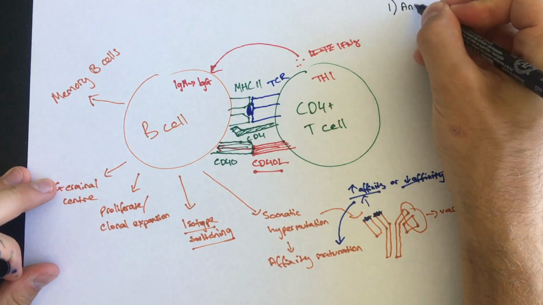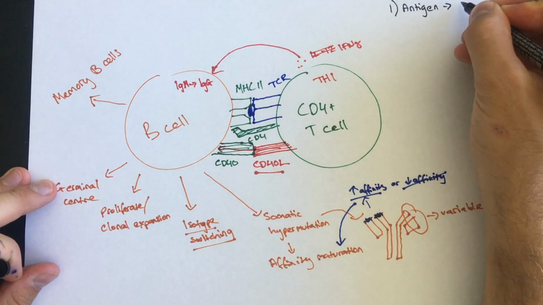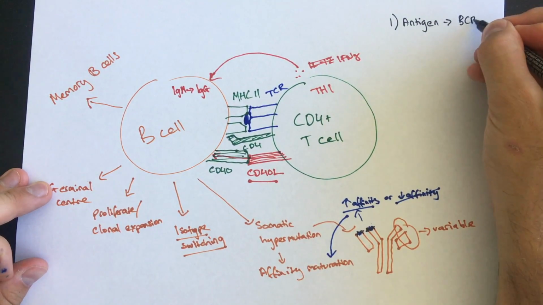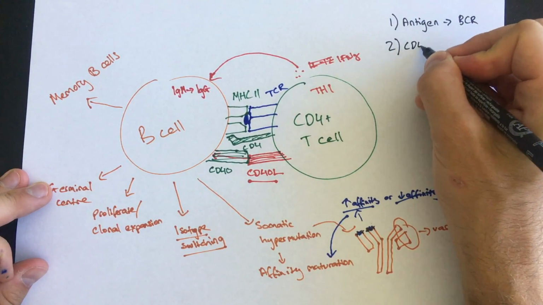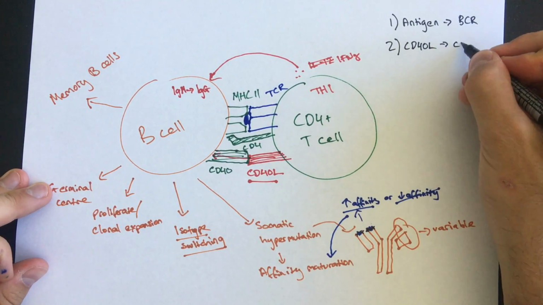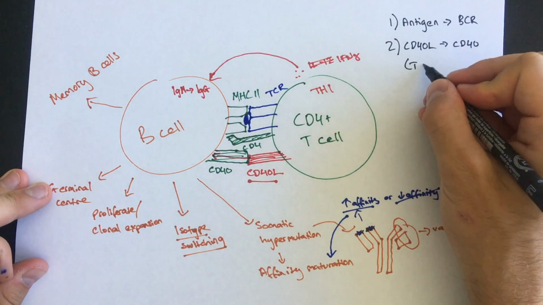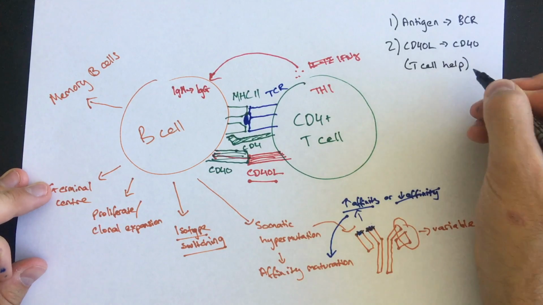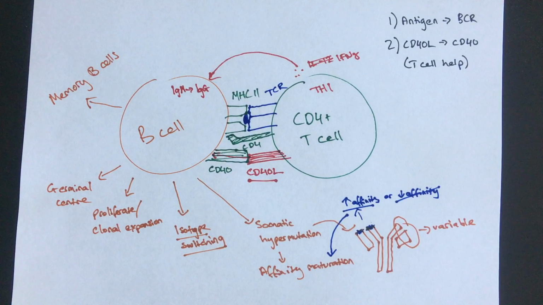To summarise B cell activation, signal 1 is the antigen binding to the B cell receptor, while signal 2 is CD40 ligand on T cells binding CD40 on B cells, providing T cell help for B cells, and through this, the efficacy of the humoral response is improved.